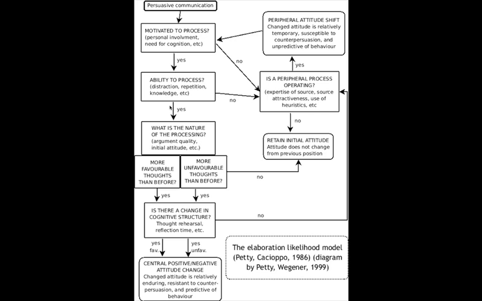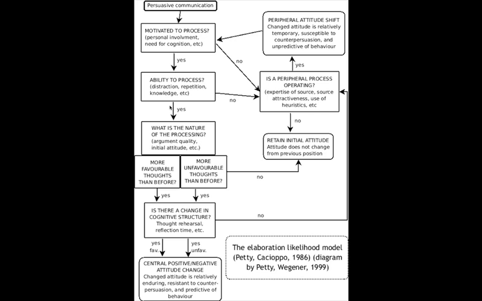And this is one more time where it can go from peripheral processing to central processing. So the time I have to think, the reflection time I have after the fact, these are the kind of things where if I get to sit and think, I can look into what this message is, what that means, and get to a central positive or negative attitude change. So you'll see here, changed attitude is relatively enduring, resistant to counter persuasion, and predictive of behavior. So again, those are the central processing.